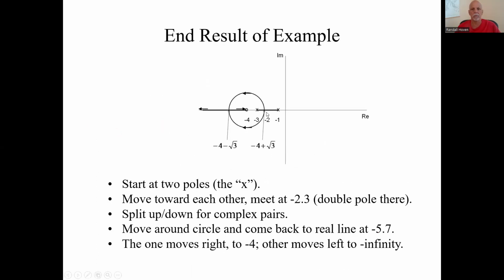Here we go. One moves left, this one moves right, and one goes up, one goes down, break back in at the same point, and one goes right, one goes left. One goes right into this 0, and one goes left along this asymptote to minus infinity. So that is rule 6.